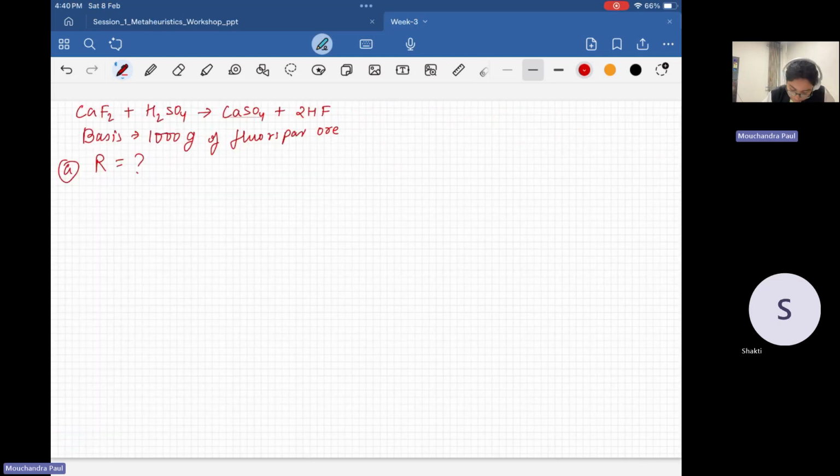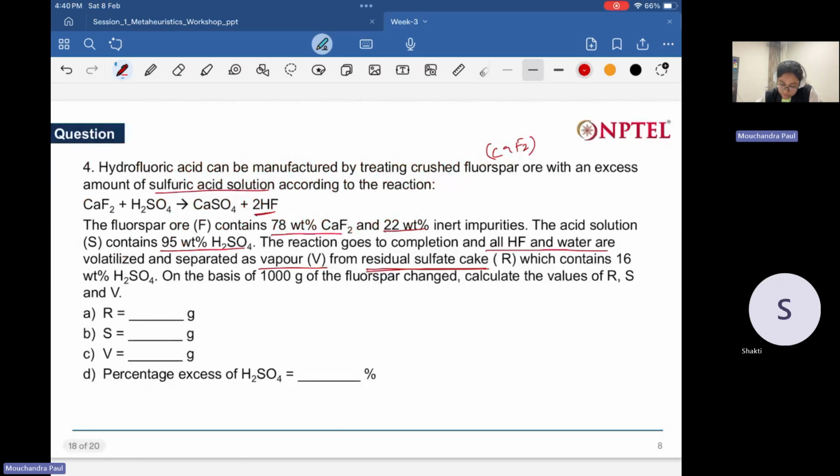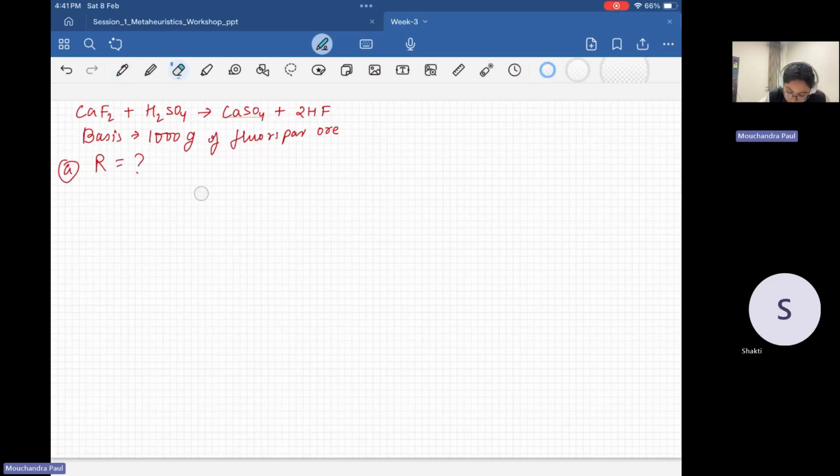How shall we proceed? First, let me see what is the mass of CaF2 in input. All right, because the residual cake that we have should contain the impurities, right? And it also contains H2SO4. That is the composition of the residual sulfate cake. Whereas CaF2 has been completely utilized for production of CaSO4 and 2HF.